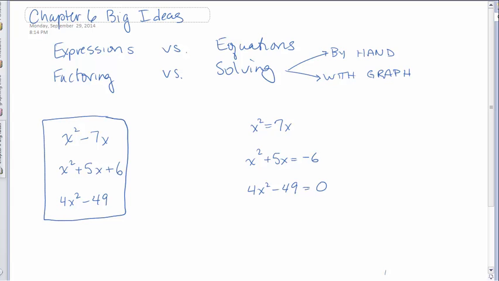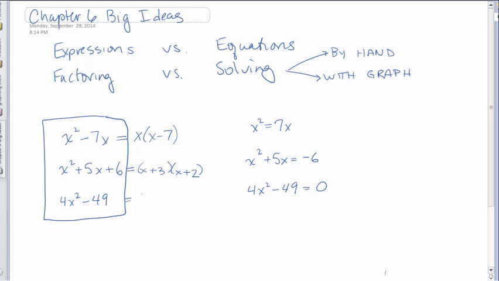And what we typically do in Chapter 6 with expressions is we factor them. With expressions, you just change the way they look. You don't figure out what x is equal to. You just rewrite it in a different way. So, for example, this one, if I were to factor it, I could write it as x times x minus 7 because that has a greatest common factor. This one is a trinomial, so I could use the product and sum information to say, okay, this one is x plus 3 times x plus 2, because 3 and 2 multiply to 6 and add to 5.